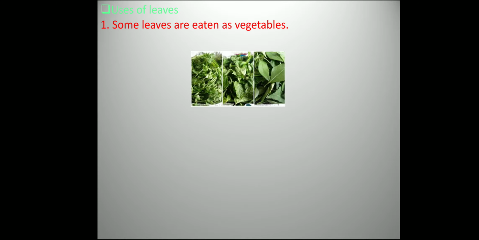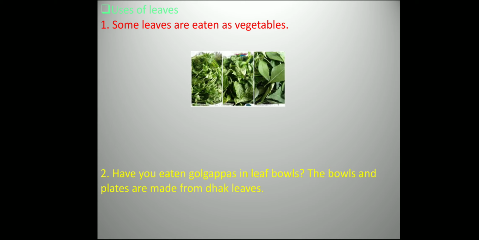Uses of leaves. First one is some leaves are eaten as vegetables. These are the pictures of coriander, mint, etc. that we eat as vegetables. Have you eaten golgappas in leaf bowls? The bowls and plates are made from dry leaves. Some people eat pan. It is a leaf of a plant called betel.